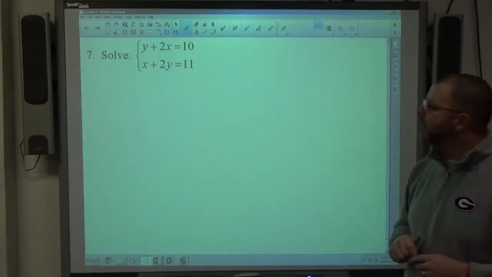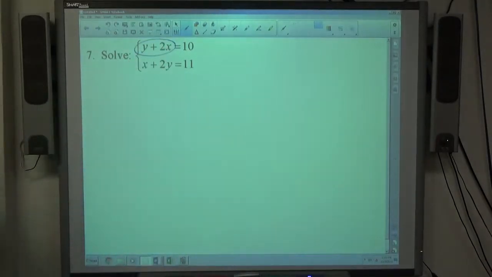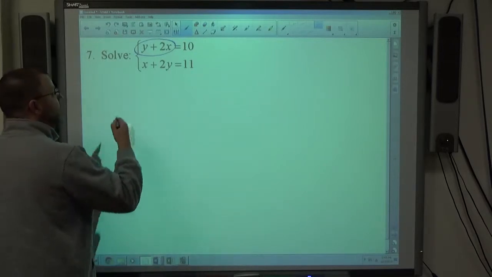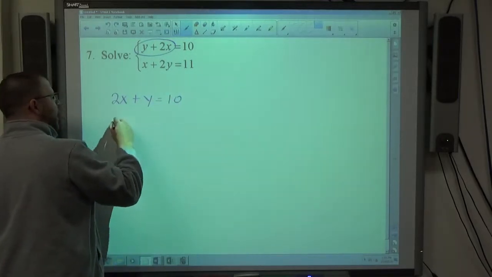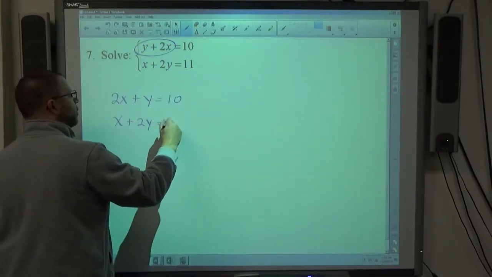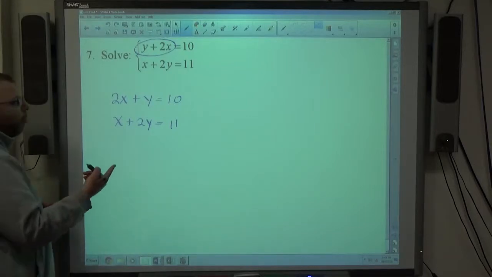Number 7, same deal. Only difference here, notice the order of things in the top equation. It's not the right order. So the first thing I would do with this problem, if I want to use elimination, is rearrange. So 2x plus y equals 10. x plus 2y is equal to 11. So now they're both in x, y equals number order. Again, I got to get rid of a variable, x or y. It doesn't matter which one I choose. I'm going to go with y again.